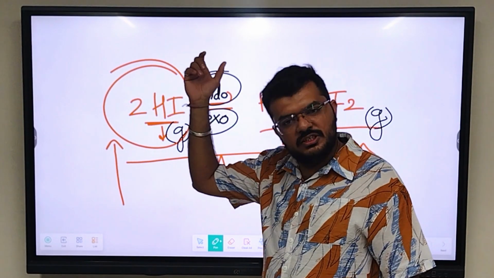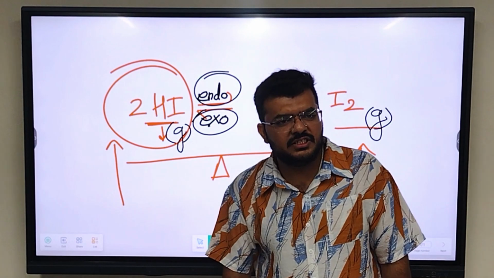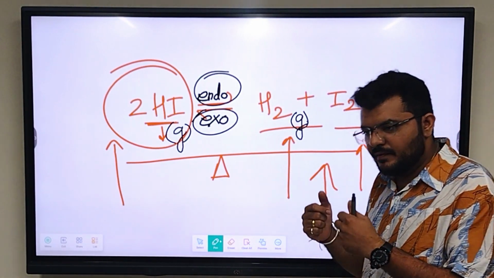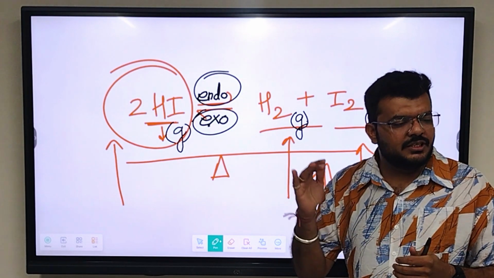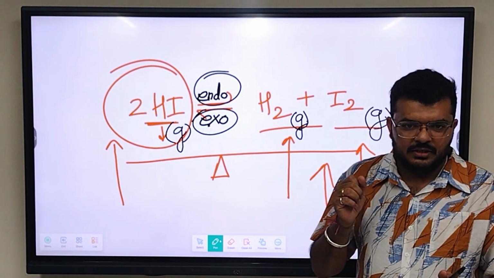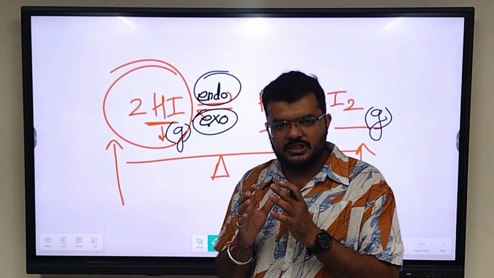Okay. So this is endothermic. The forward reaction is endothermic. The reverse reaction is exothermic. And no matter what type of reaction it is, if I increase the temperature, the rate of reaction must increase, right? But there is some problem.